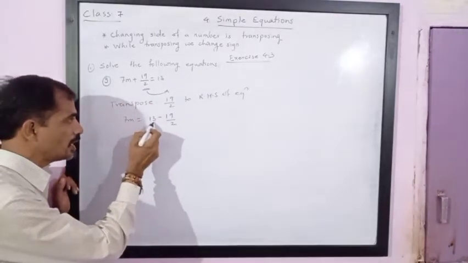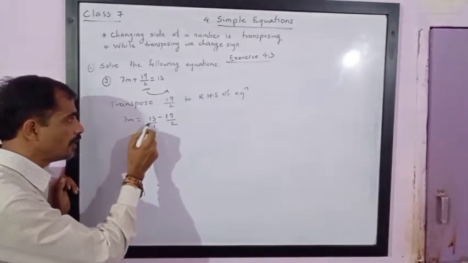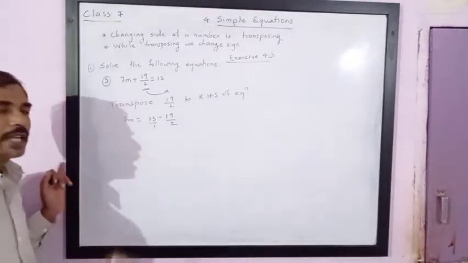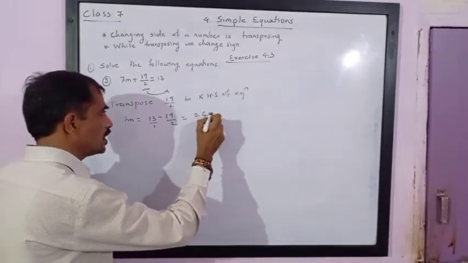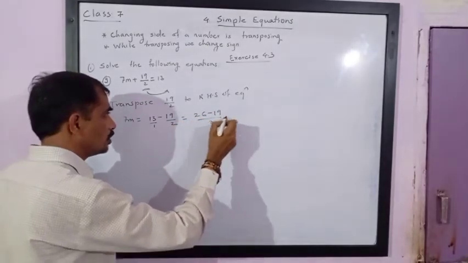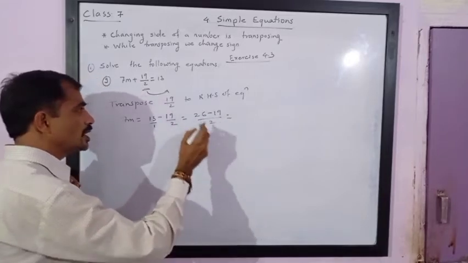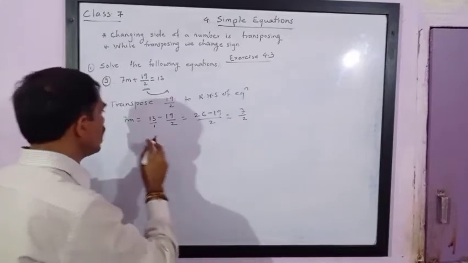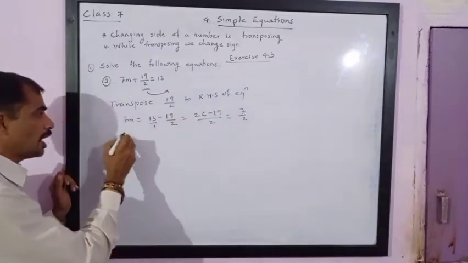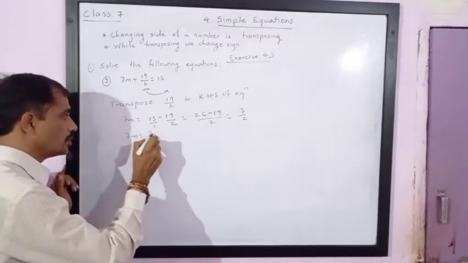Since no denominator is there, in order to have the same denominator, we need to multiply the fraction by 2. So you will get 26 upon 2 minus 19 upon 2. Now 26 minus 19, that is 7 upon 2. So we have got 7m is equal to 7 upon 2.